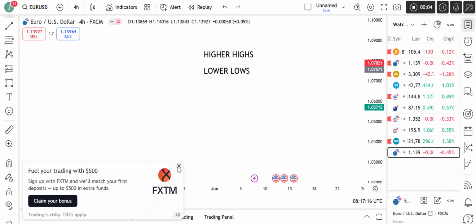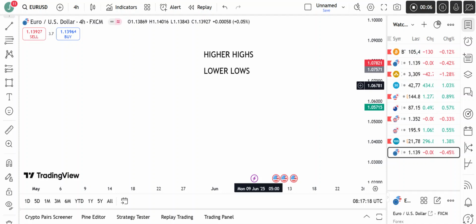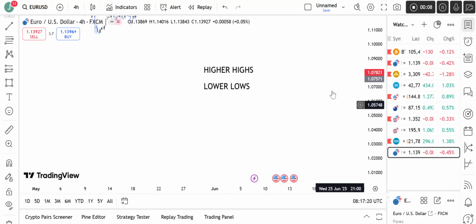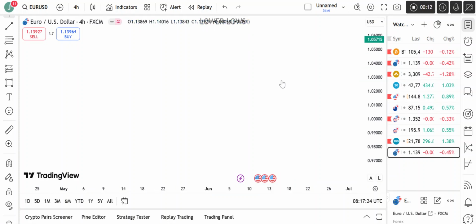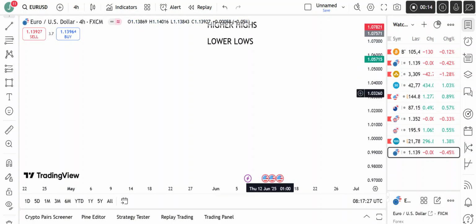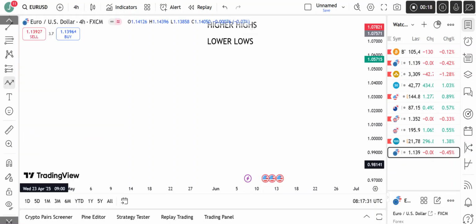So I'm going to be briefly explaining how to identify higher highs and lower lows on the market. Okay, higher highs. What are higher highs? It is when the market reaches its highs and its lows. Okay, let me draw it for you so that you can see.